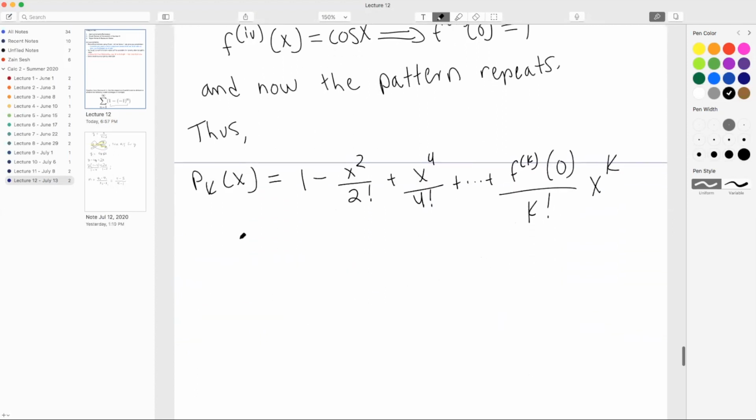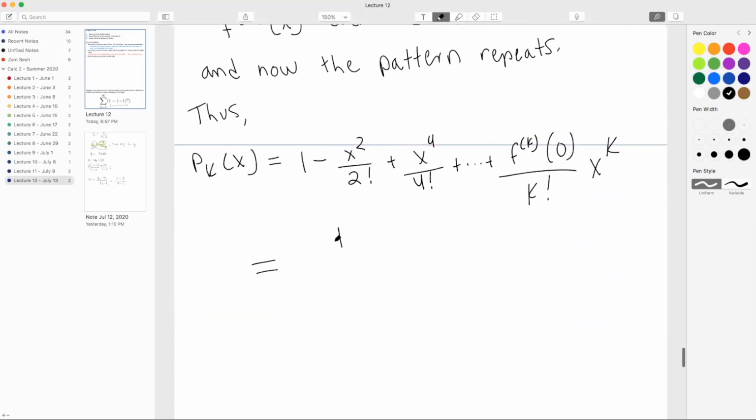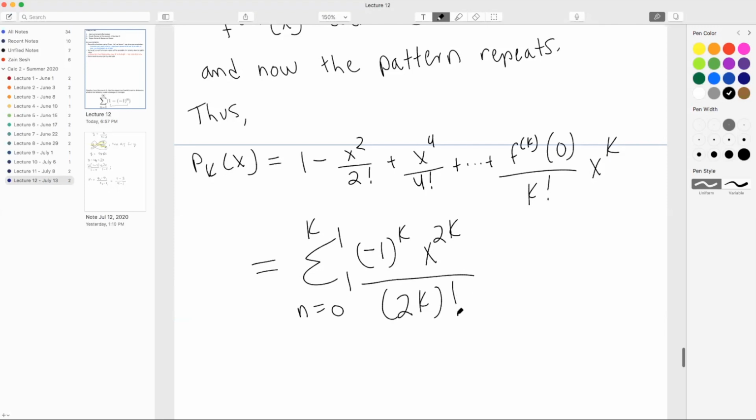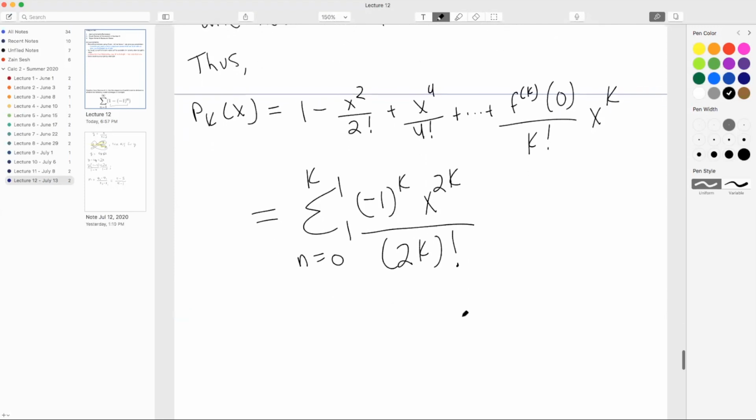All right. So we get a nice closed form for this. This would be sigma from n equals 0 to k. And we have an alternating of plus and minus, so we deal with that by putting a negative 1 to the kth power, x to the 2k over 2k factorial. All right, and why is it 2k? Because 2k gives us our even numbers. All of the powers of x are even, so that's why I have a 2k in the exponent.